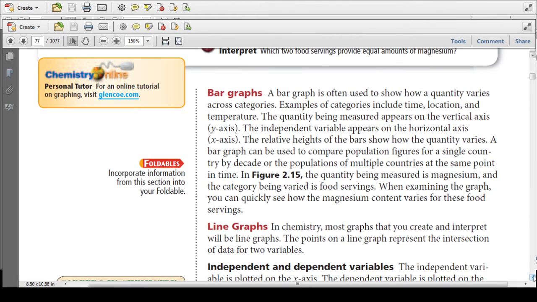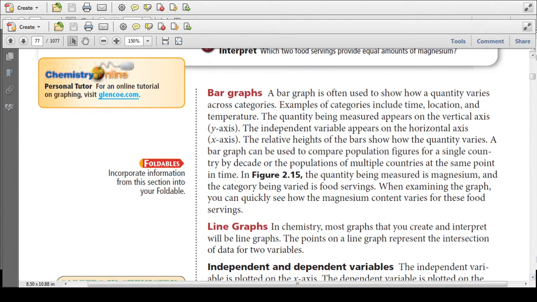A bar graph is often used to show how a quantity varies across categories. Examples of categories include time, location, and temperature. The quantity being measured appears on the vertical axis, or your y-axis, and the independent variable appears on the horizontal axis, or your x-axis. The relative heights of the bars show how the quantity varies. A bar graph can be used to compare population figures for a single country by decade or the populations of multiple countries at the same point in time.